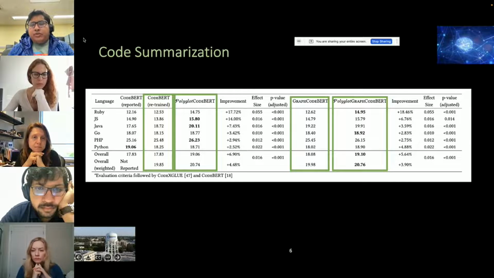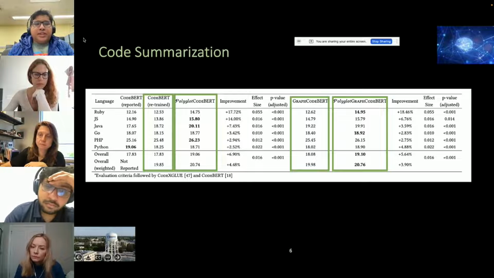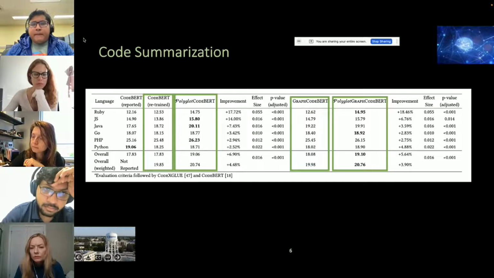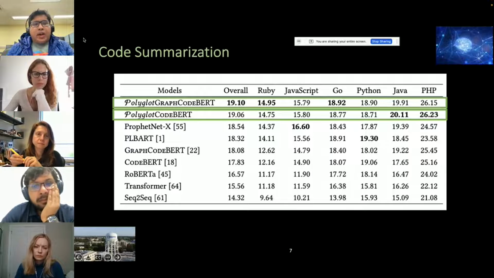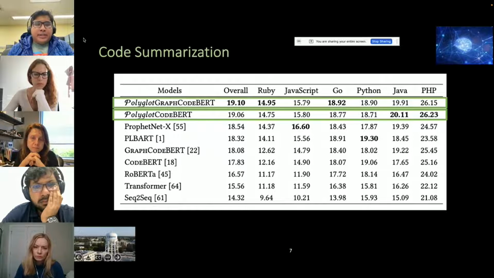And for the polyglot GraphCodeBERT, we got 19.0, which is a 5.64% improvement. Note that the improvements are much higher for low resource languages like Ruby and JavaScript. For Ruby, with the CodeBERT model, we achieved 17.72%, and for JavaScript, it was 14%. This slide shows how our multilingually trained model performs compared to the state-of-the-art models at the time of writing this paper. We can see that our multilingually trained model is doing better compared to the other monolingually trained models.